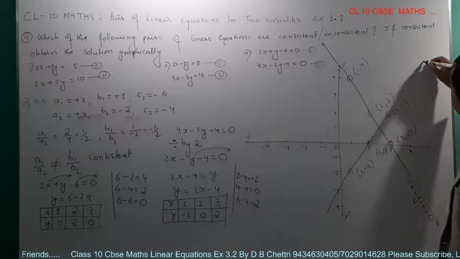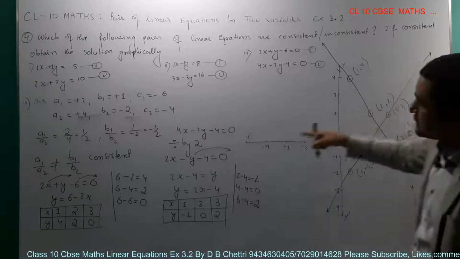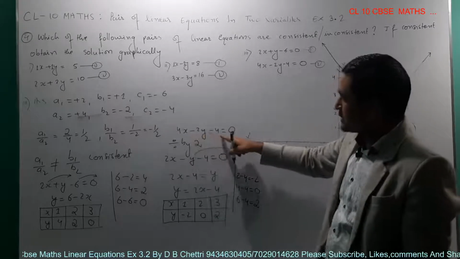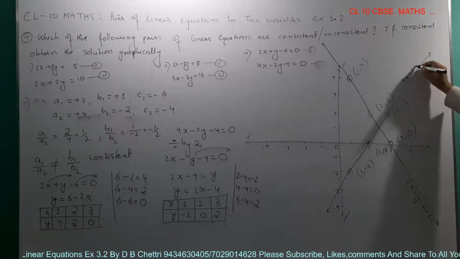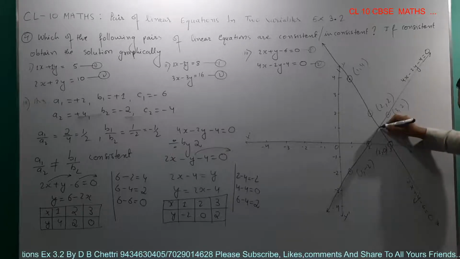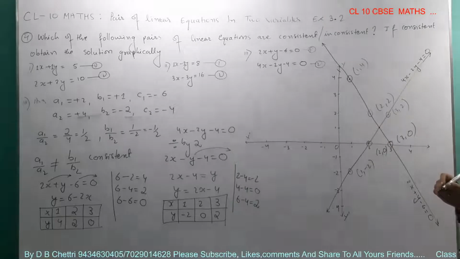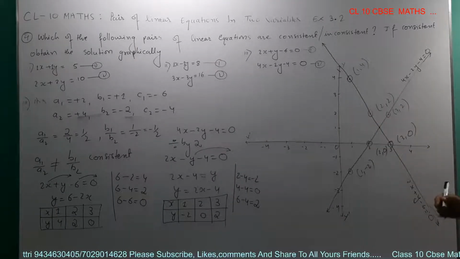Now put the arrow on both sides, and on one side please write the equation. Which equation is this one? 4x minus 2y minus 4 equals 0. Then where these lines intersect gives the values of x and y. This gives the solution of the equations.